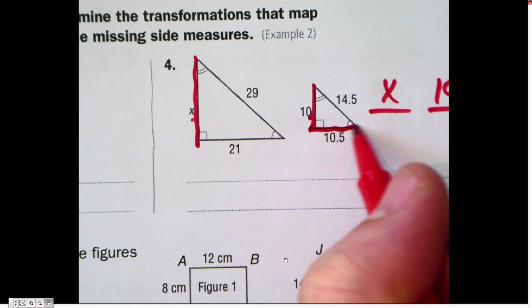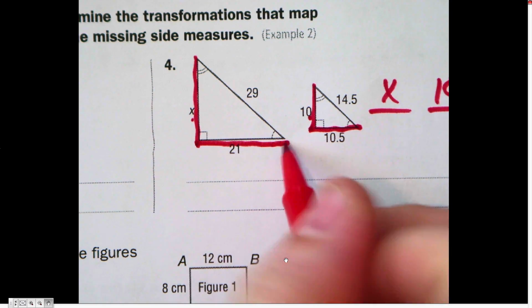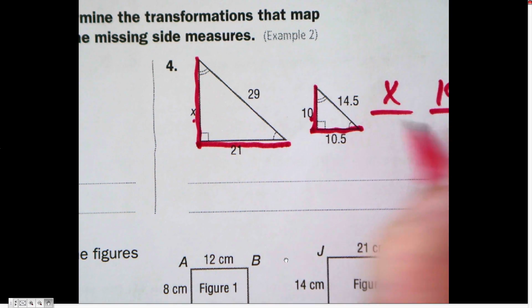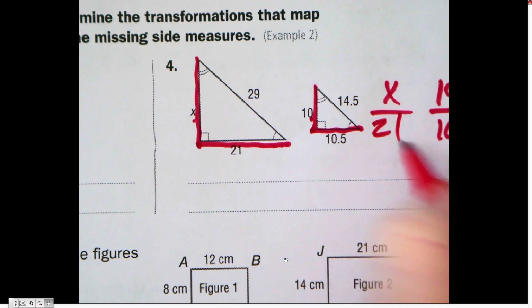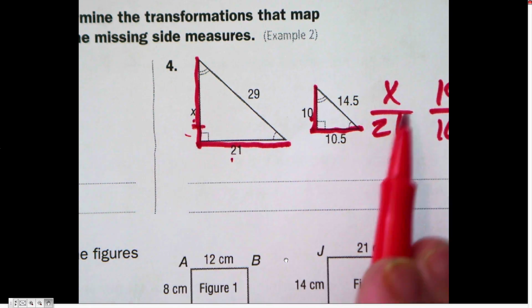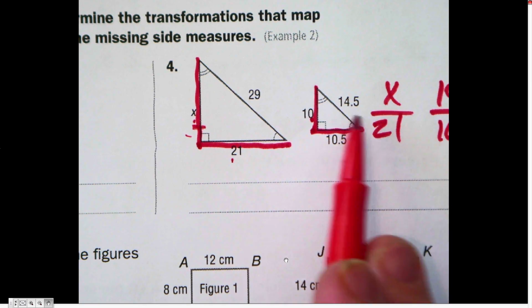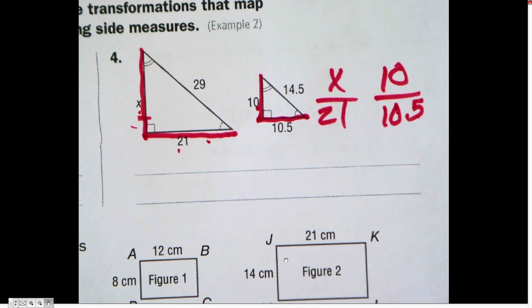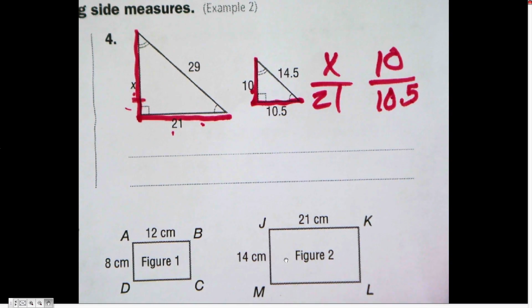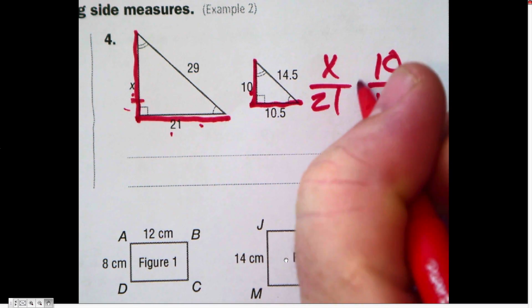Now I've got to get two of the same sides on the bottom. So 10.5 and 21. Let's just do that. Under the 10, it's 10.5, and under the x, it's 21. So you got to make sure the same number goes with the same ratio, the same triangle. Okay? I'm trying to word that as good as I can here.